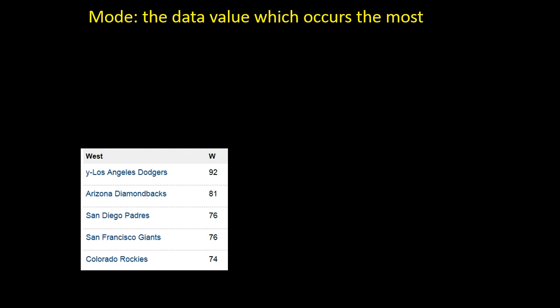Mode is a data value which occurs the most. So mode is really a measure of frequency of data. If we look at the West Division, you'll notice that we have two values that appeared twice. 76 was the number of wins for two teams. So in this case, the mode of this data would be 76.